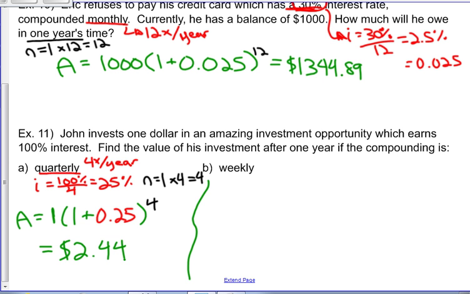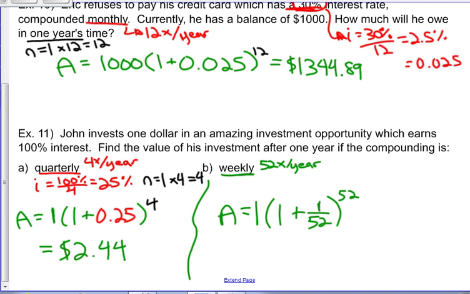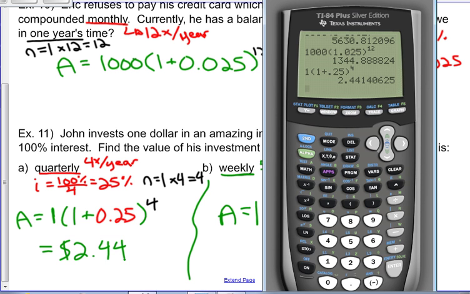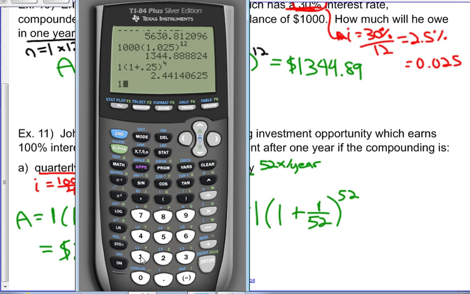Let's try this again weekly. And hopefully by now you can see the pattern. The I is going to be the 100%, which is just the number 1, divided by the number of times it happens in a year. This would be 52 times per year. It happens for 1 full year, so the n here would be 1 times 52, or 52. Let's see if he makes more or less money. One divided by 52, all to the power of 52. Ooh, he makes more money.